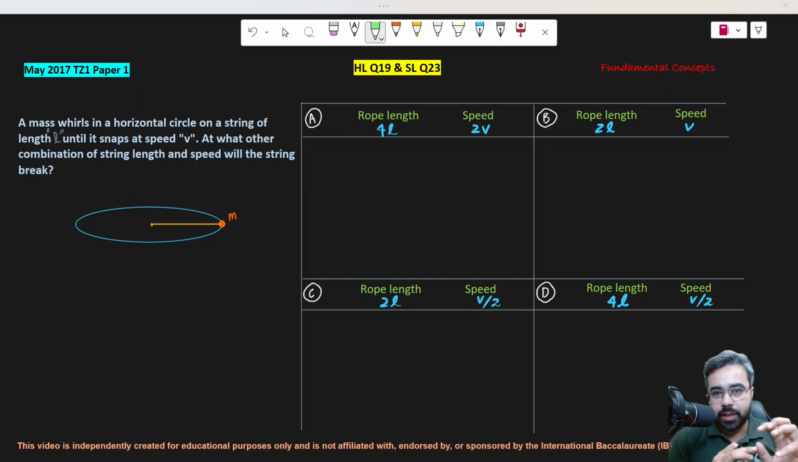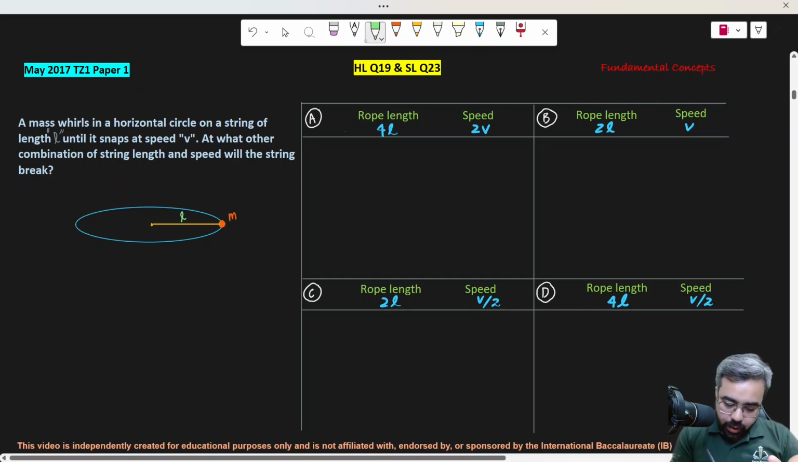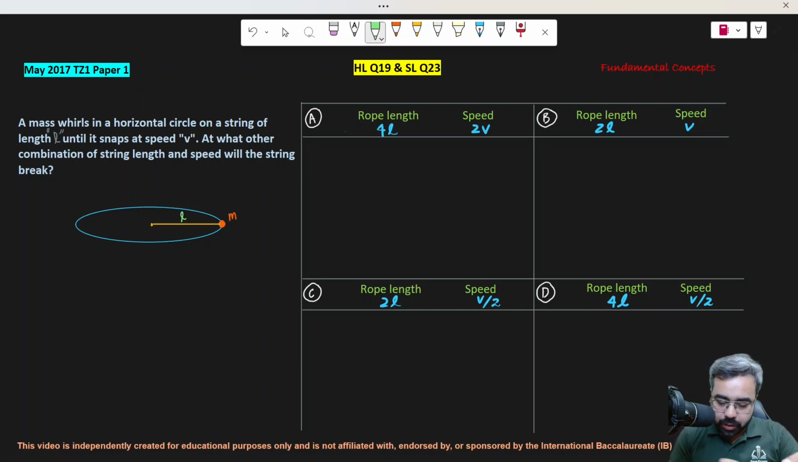Hi, this question is about horizontal circular motion. A fixed mass m is tied with a string of length L. It is moved in a horizontal circular path, and its speed is increased to a certain value v. Let's say this is its velocity v. At that speed, the tension, which provides the necessary centripetal force for the mass to move in the circular path, becomes so high that the string breaks at the speed v.